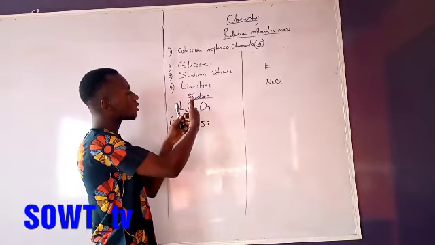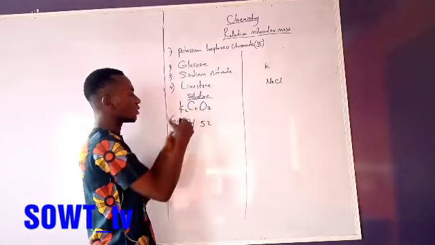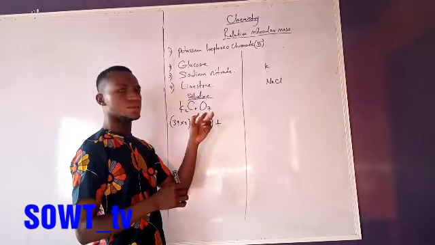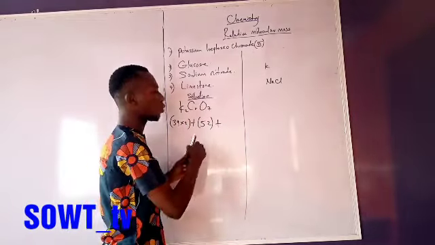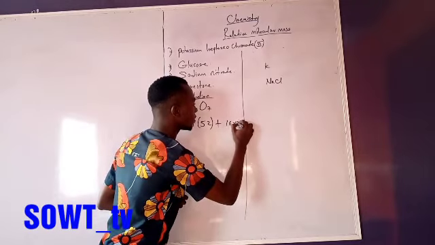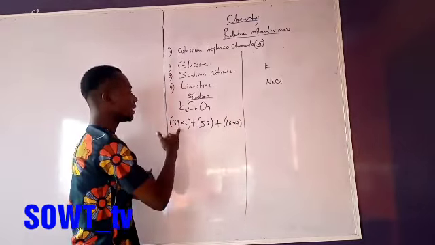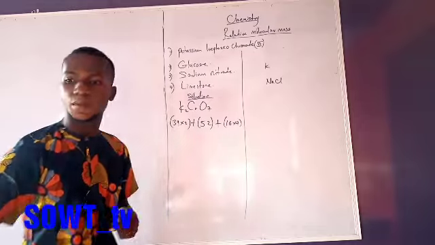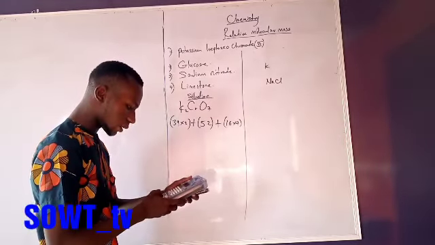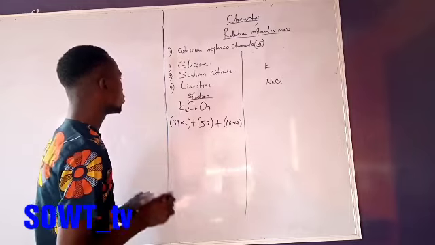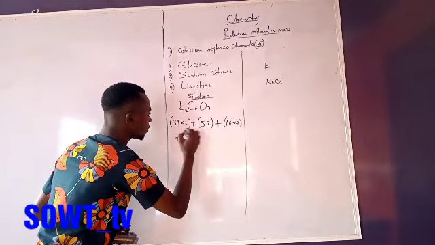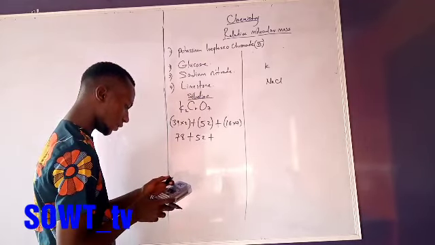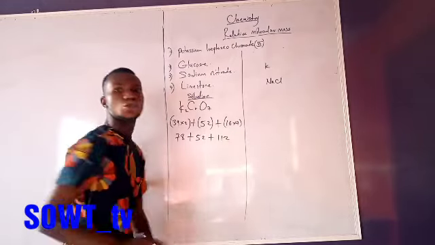But here, chromium did not have any atom or any subscript. So let's close it like this. Then plus the atomic mass of oxygen, which is 16, and we have 7 atoms of oxygen here. So we have 16 times 7. Then we multiply them and add everything together, and we have gotten our relative molecular mass. Let me have the calculator. So 39 times 2 is equal to 78. So we have 78 plus 52 plus 16 times 7 equal to 112.